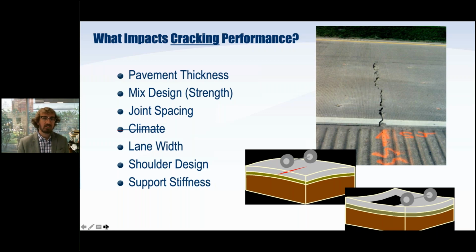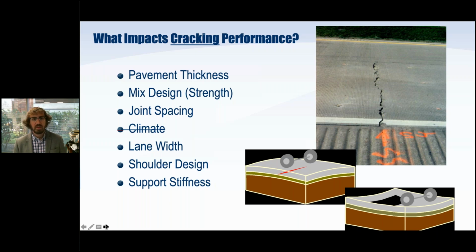So how do we actually impact the cracking performance of our pavement? What can we do to optimize our pavement design with this? The first thing that impacts cracking, the most important thing, is actually the thickness. Makes sense. The thicker our pavement is, the lower our stresses will be within that pavement, and that'll reduce the risk of cracking occurring in our pavements. Additionally, the next most important thing is our mix design, really our strength and our stiffness. What are our material properties that are going to impact the pavement's performance? And that's really one of the biggest things about cracking performance.